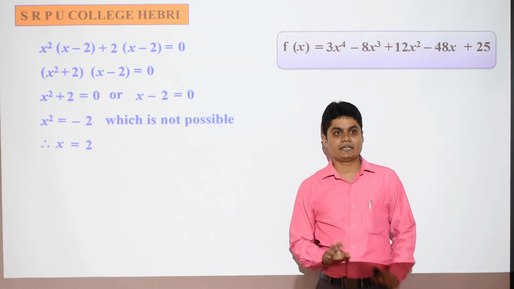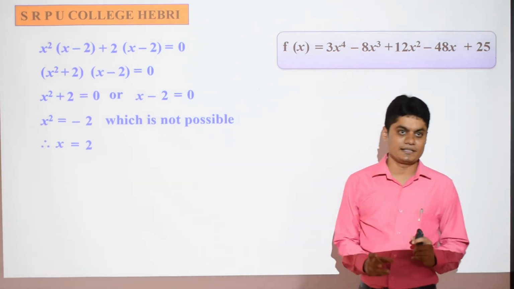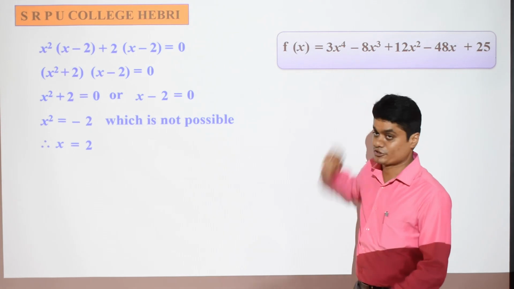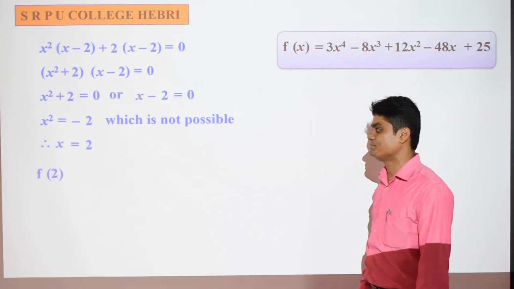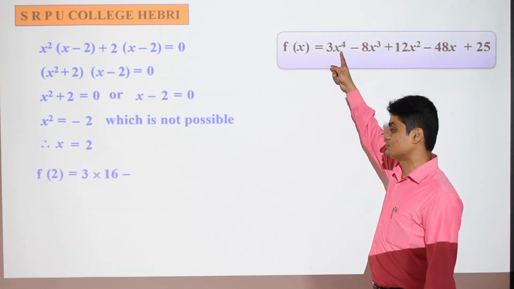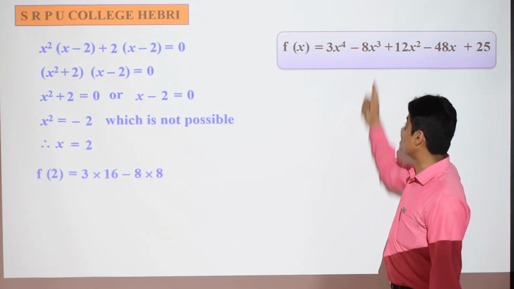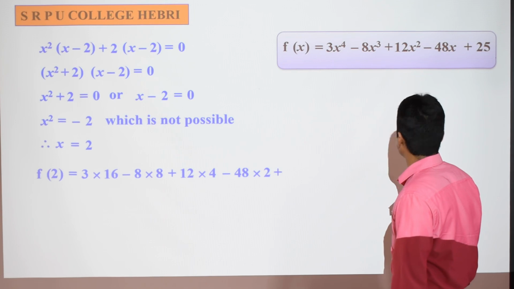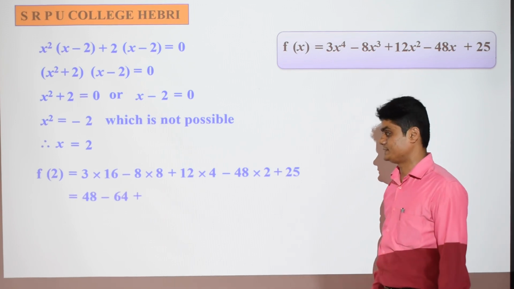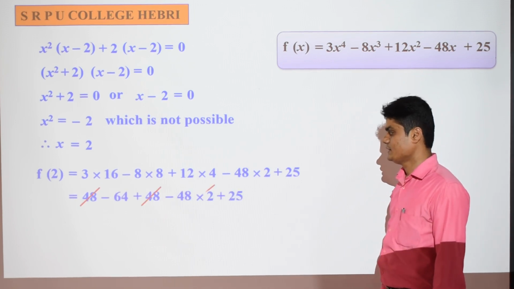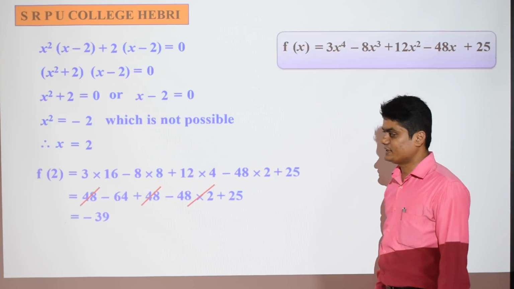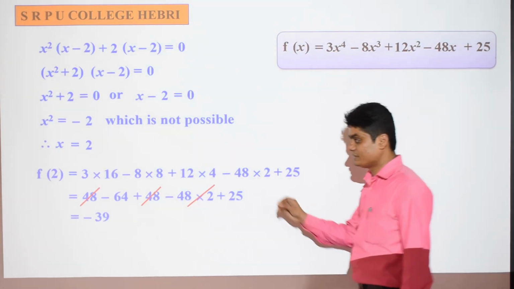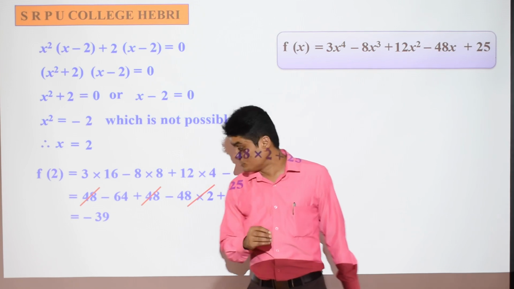I hope you remember that in absolute maxima and minima, after getting a critical point, you have to substitute it in the function f(x). So f(2) = 3 times 16 - 8 times 8 + 12 times 4 - 48 times 2 + 25. Simplify this. So the remaining value is -39. This is one of the values in the list. f(2) = -39.